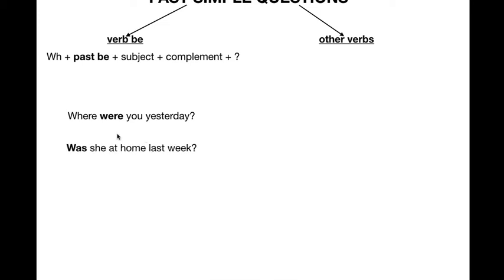Next example, yes, no question, okay? Aquí, como dijimos, pues nada más no toman en cuenta la WH. So, past of be, was, porque estamos hablando de she, okay? Was she at home last week? Question mark. Okay, this is important. Don't forget the question mark.